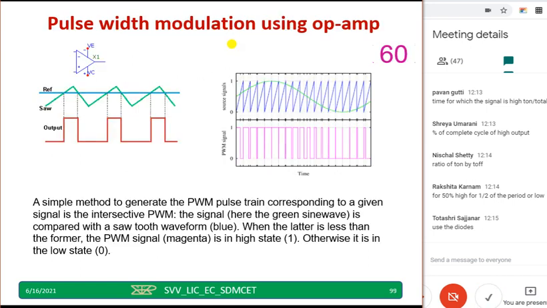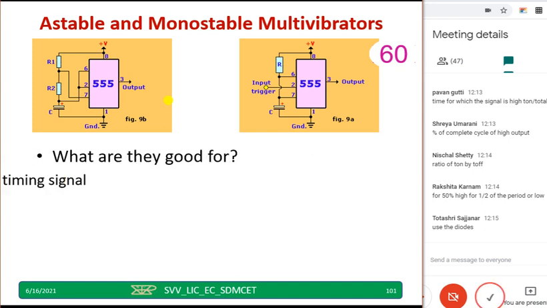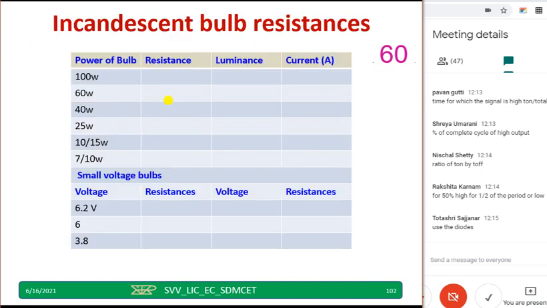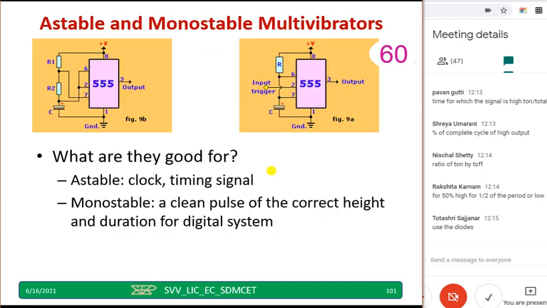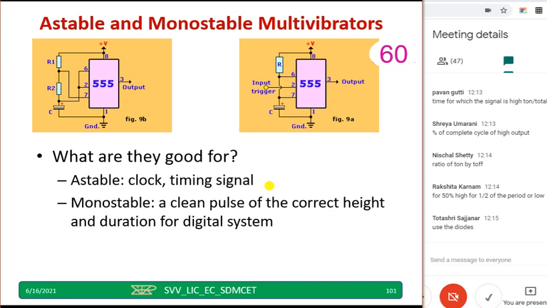I have just simulated how pulse width modulation using an op-amp can be done by giving a different waveform. And these are the 555 timer in astable and monostable. What are they good for? Astable is good for clock, timing, signal, and in monostable you will get a clean pulse whenever you want to switch on a particular bulb or anything for a particular time period. So you can go for a monostable, you will get a very good pulse. Take 1 minute or less than 1 minute, just note down something.